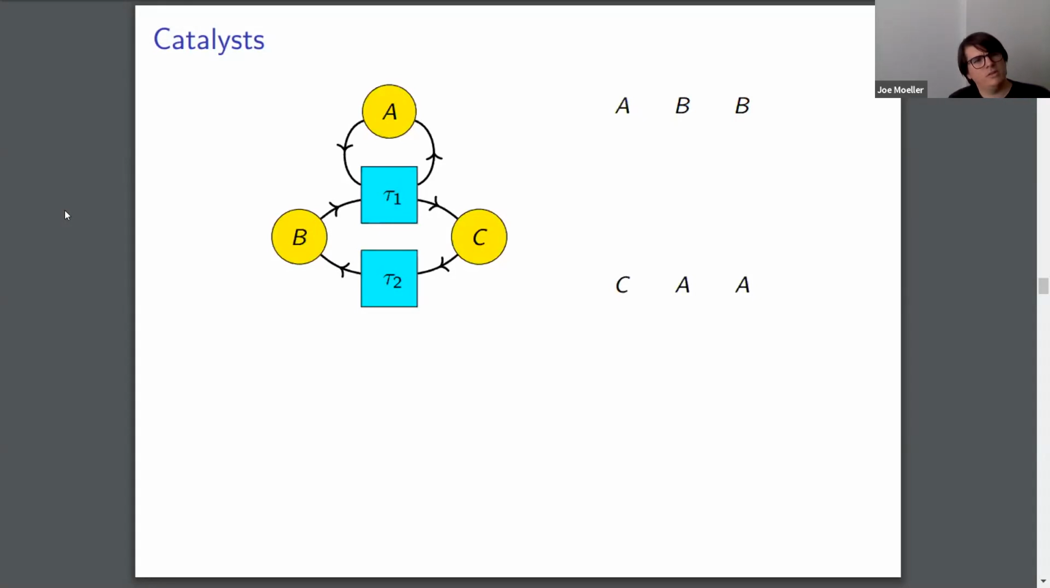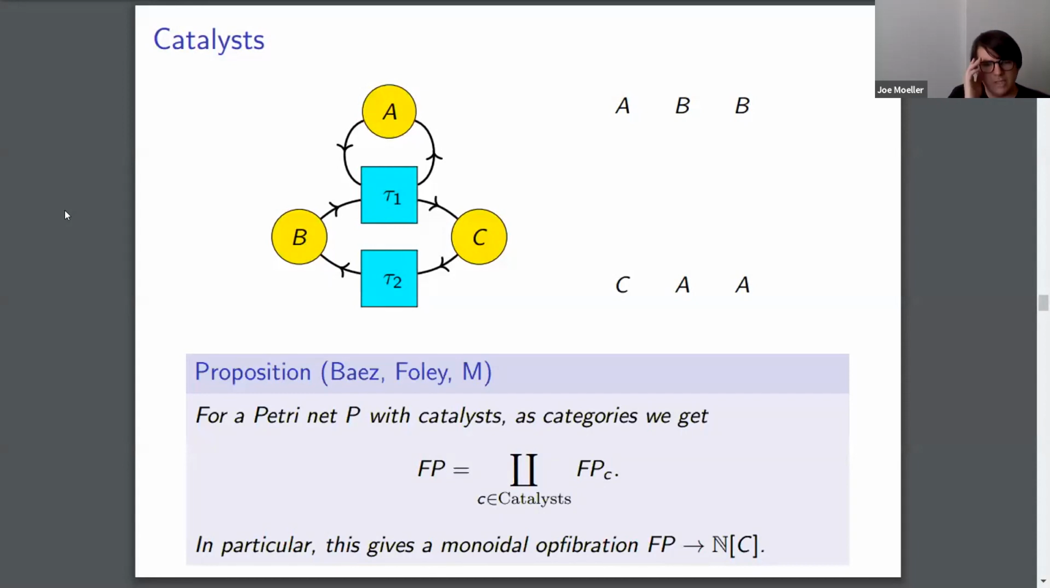And if you think about it, that sort of makes you think that the category is like a bunch of islands, a bunch of completely disjoint pieces. And so that's exactly what we get in this scenario, that if you have a Petri net and you have some catalysts in it, it could be more than one catalyst. I've only been drawing Petri nets with exactly one catalyst, but you could have multiple catalysts in it.